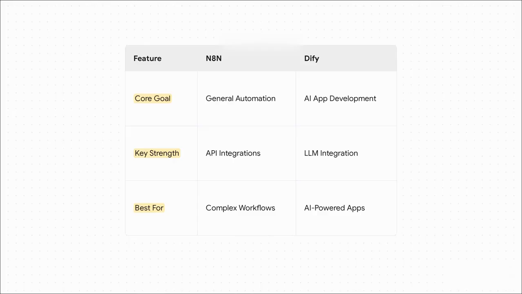Okay, let's break it down side by side. For N8N, the core goal is general workflow automation. Its key strength? Connecting a ton of different apps through its API integrations. This makes it the clear winner for managing complex, multi-app workflows. Dify, on the other hand, is built for AI app development. Its superpower is integrating LLMs, making it the obvious choice when you want to build new, intelligent tools.